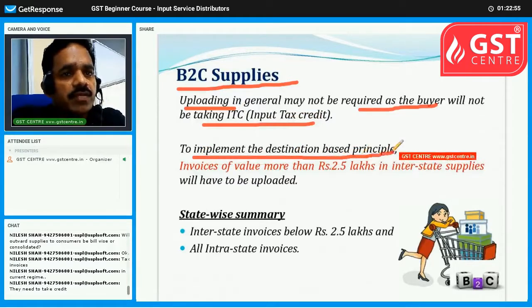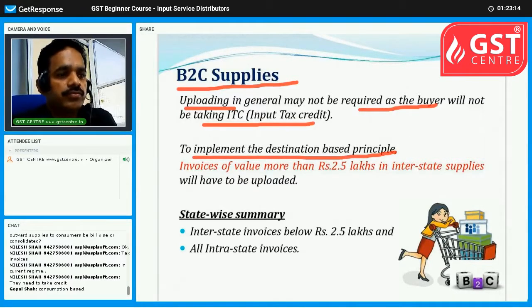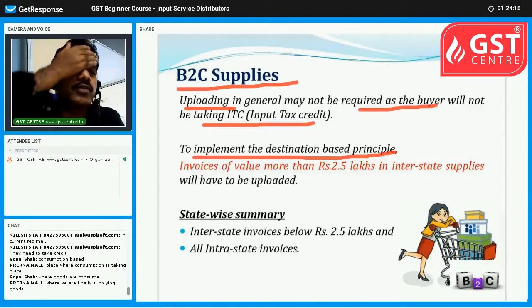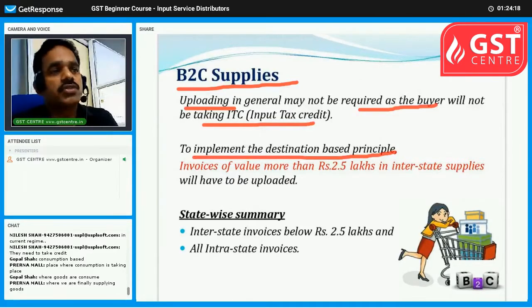And to implement the destination based principle. What is the destination based principle? Because it is an important point in the GST scenario. The important point regarding the destination based principle is that the state where the consumer is located will be getting the advantage of tax collected. The state where the customer is located will be getting the tax revenue, the share of that revenue collected.